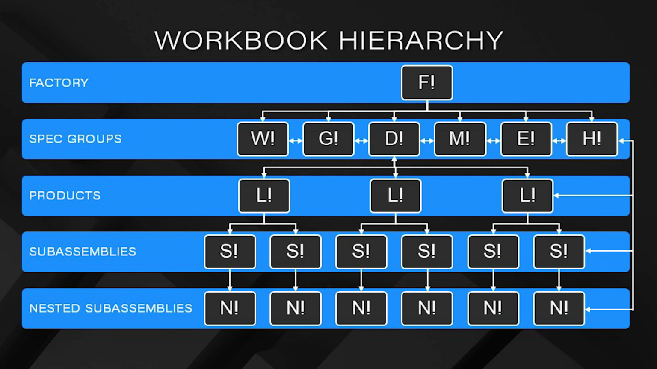But what I would like to talk about is the relationship between the different workbooks and how they communicate with each other. Looking at this hierarchy list, we can see that the Factory Workbook feeds into everything below it. The spec group files can communicate between each other and even feed and pull information from the Local, Subassembly, and Nested Subassembly workbooks. Notice, local products cannot communicate with other local products, but local products are able to communicate down to subassemblies and nested subassemblies contained within the product.